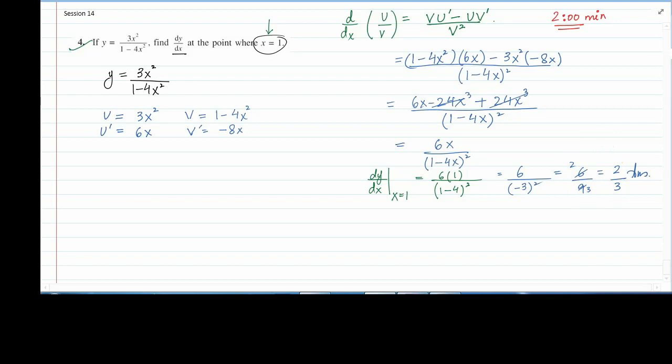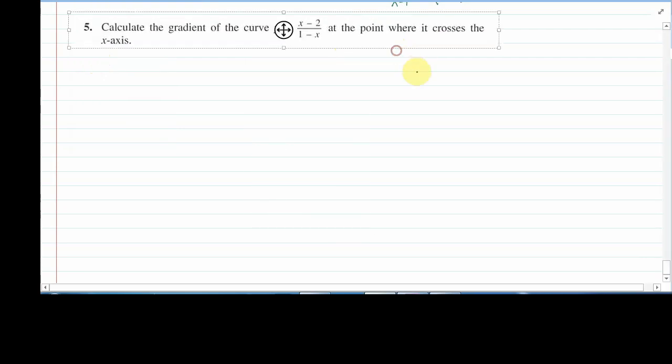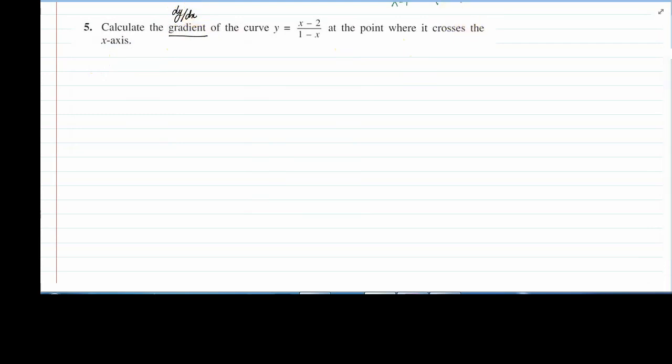Alright. So we attempted a similar type of question in your last class, and I hope that it is clear to you. Now heading towards the next question, same exercise, question number 5. The question says, calculate the gradient of the curve. Now gradient means that you need to find dy over dx, y equals x minus 2 over 1 minus x, at the point where it crosses the x-axis.